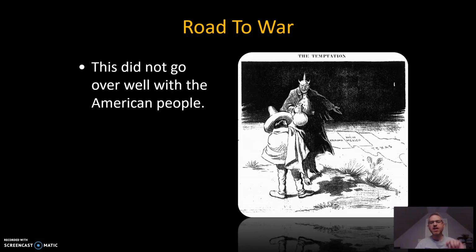Now, again, this message is intercepted, and this does not go over well with the American people. See, I like this cartoon because it shows Mexicans being tempted in the desert by the Germans, but boy, doesn't that German look a lot like the devil, right? The idea is the Germans are like Satan tempting Jesus in the desert is the picture that this is connoting, okay?